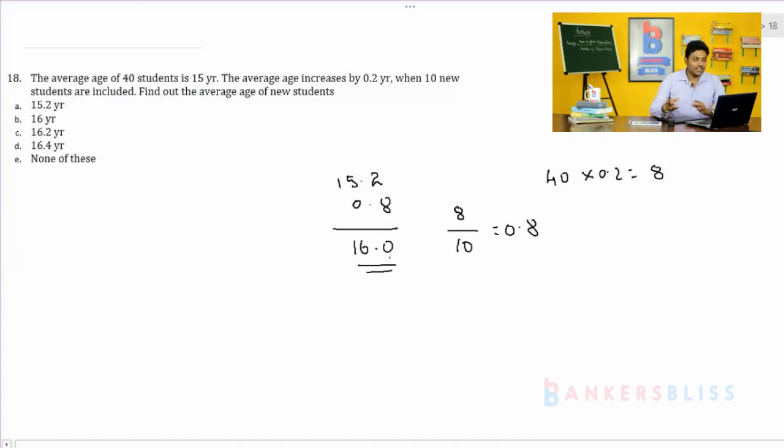So when the 10 new members are included in the group, 0.2 is increased. So 15 plus 0.2, 15.2. For the 10 new students, 15.2, and for the other 40 students, 40 into 0.2, 8. So they have taken 8 from the 10 students. Per student, how much has he given? 8 by 10, 0.8, altogether 15.2 plus 0.8, 16. So 16 years is the average of the new students. So option B for the 18th problem. Let us go to the 19th problem.